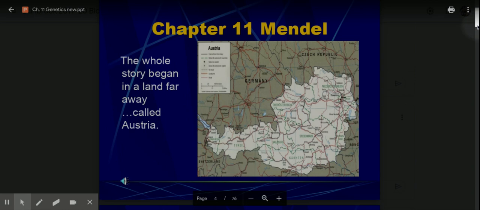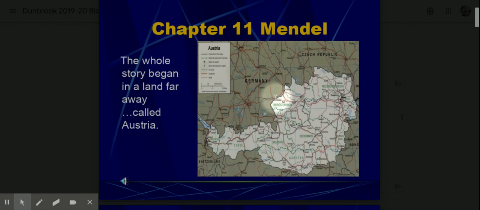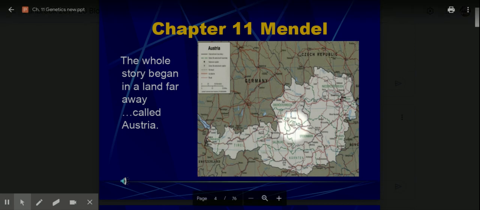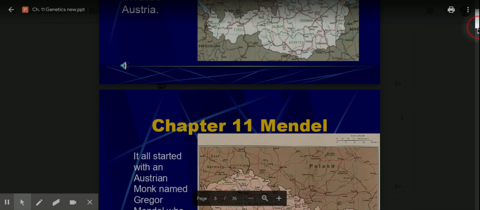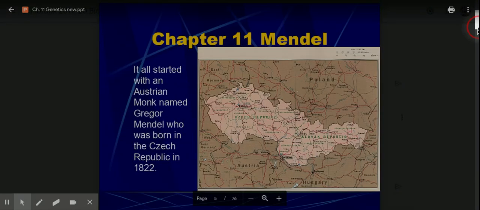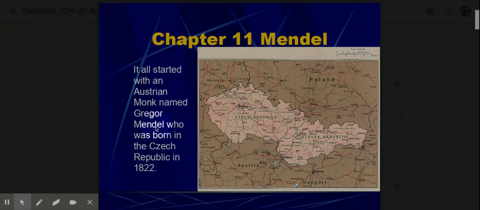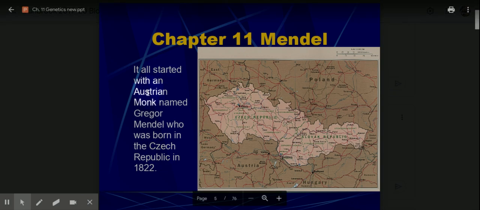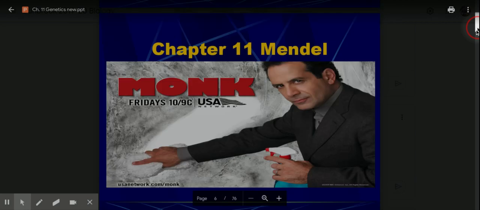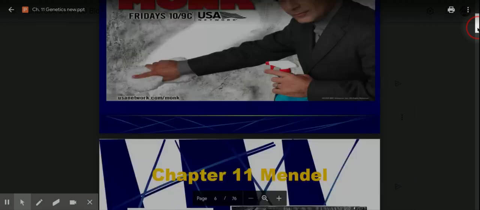This whole story really begins in Austria with a guy named Gregor Mendel. He was studying in the 1800s in Austria, which borders Germany, the Czech Republic, and Switzerland. He was a monk, and a monk is somebody who's studying to be a priest. It all started with this Gregor Mendel, born in 1822. Austrian monk, not Australian, Austrian monk. We talked a little bit in class about how he is not that monk from the TV show.